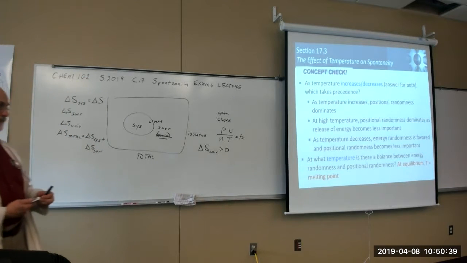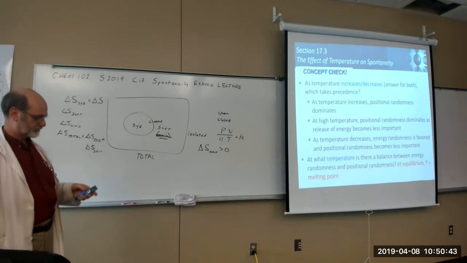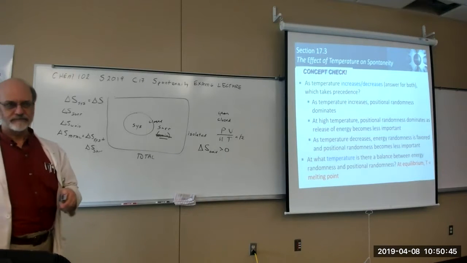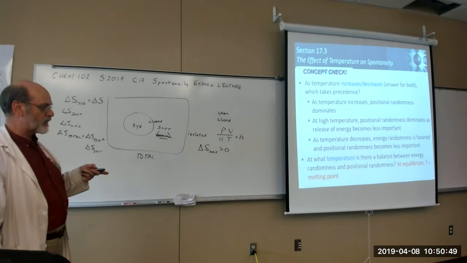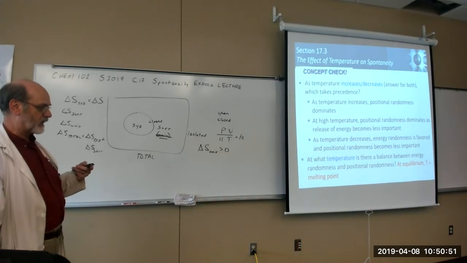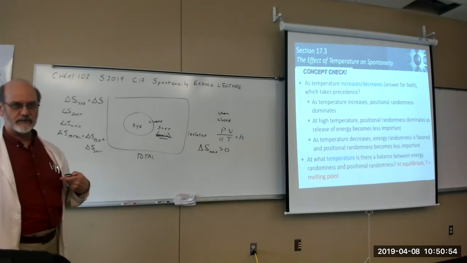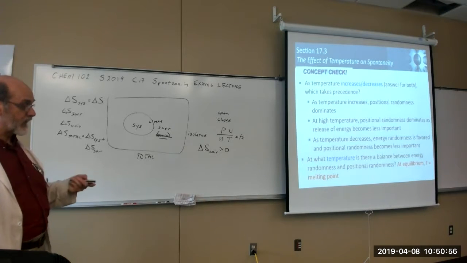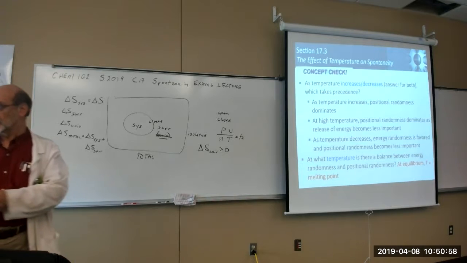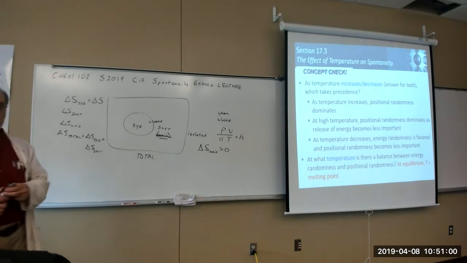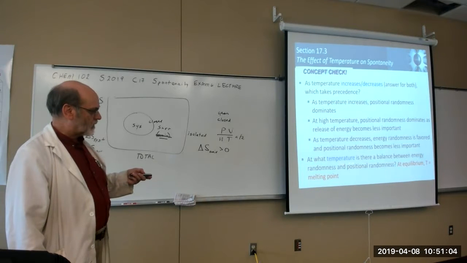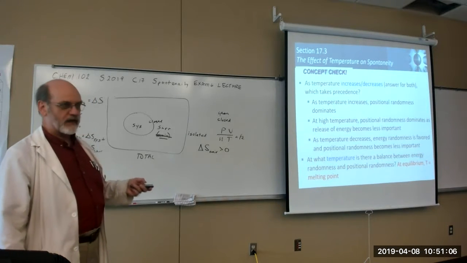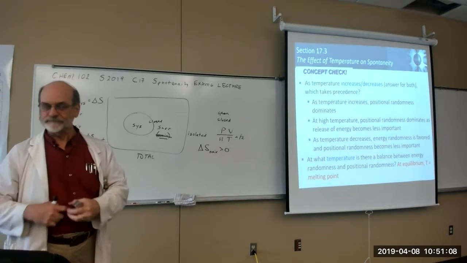So, the takeaway from all this confusion, this mental randomness, is that there is a temperature at which there's a balance between energy and positional randomness. And that temperature, in this case, is the melting point. A phase change is that temperature at which energy randomness and positional randomness meet.